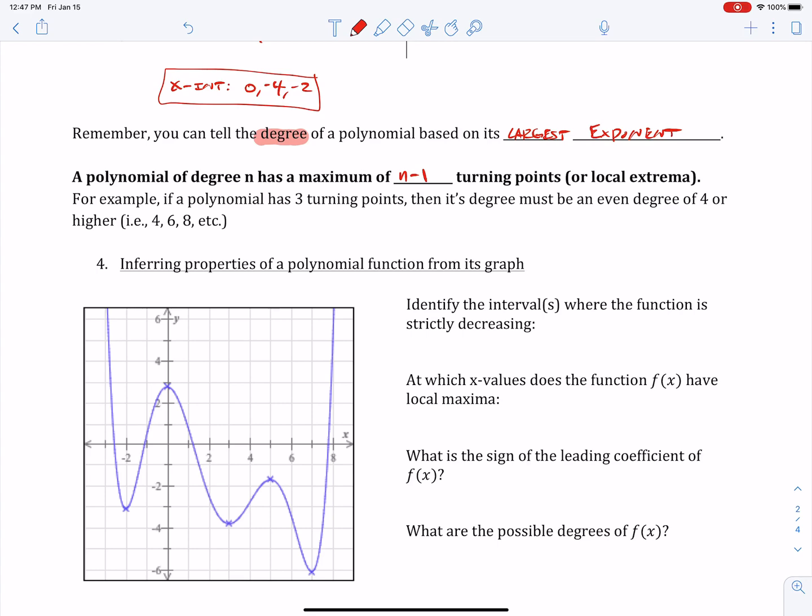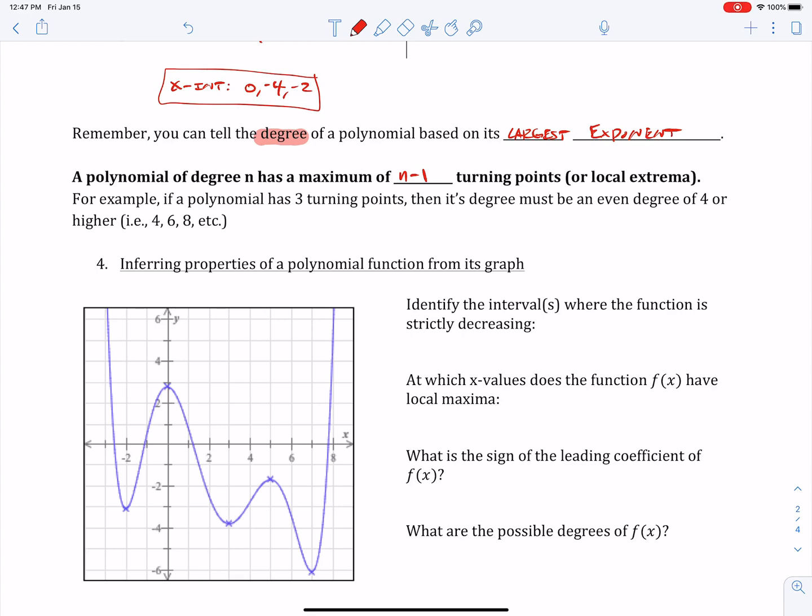And then it gives us an example here. For example, if a polynomial has 3 turning points, then its degree must be an even number, or excuse me, an even degree of 4 or higher. So for example, the even degrees would be 4, 6, 8, 10, etc.